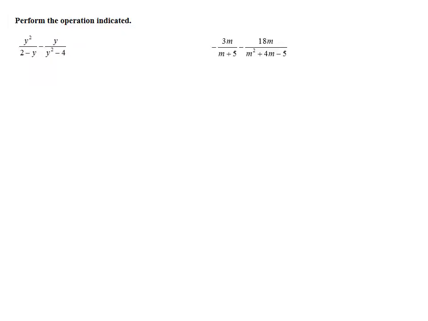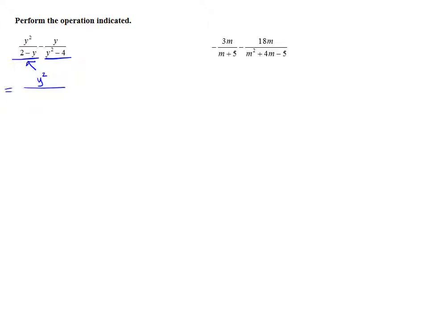In our next example, we have y squared over 2 minus y, minus the fraction y over y squared minus 4. These denominators are not the same. In fact, one thing hopefully you notice about this first denominator is that it's not written in descending order. That means that it's probably hiding a -1 factor. In fact, let's go ahead and write that in descending order and factor the -1.